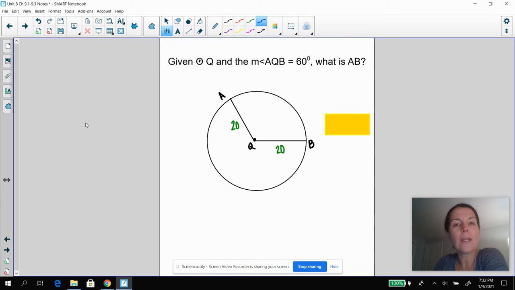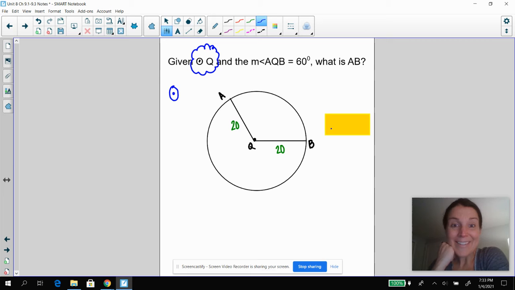All right, so here's a little question for you. This is kind of new. When you see this symbol, that means circle. So it's a circle with a center in it. In this case, they're saying given circle Q and the measurement of angle AQB equals 60 degrees, I want to know what line segment AB is. What's the length of line segment AB? I want you to pause the video and just try this one.